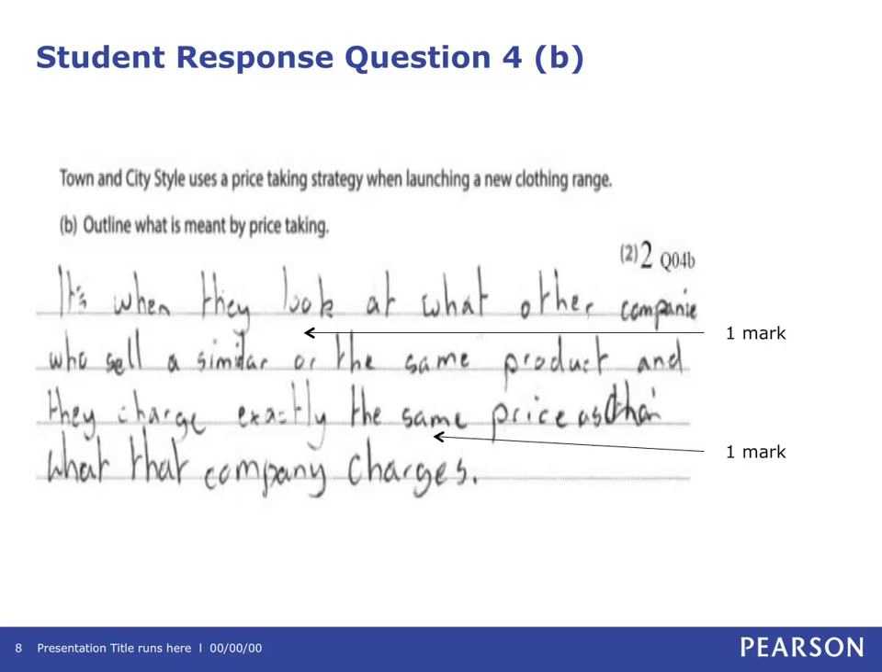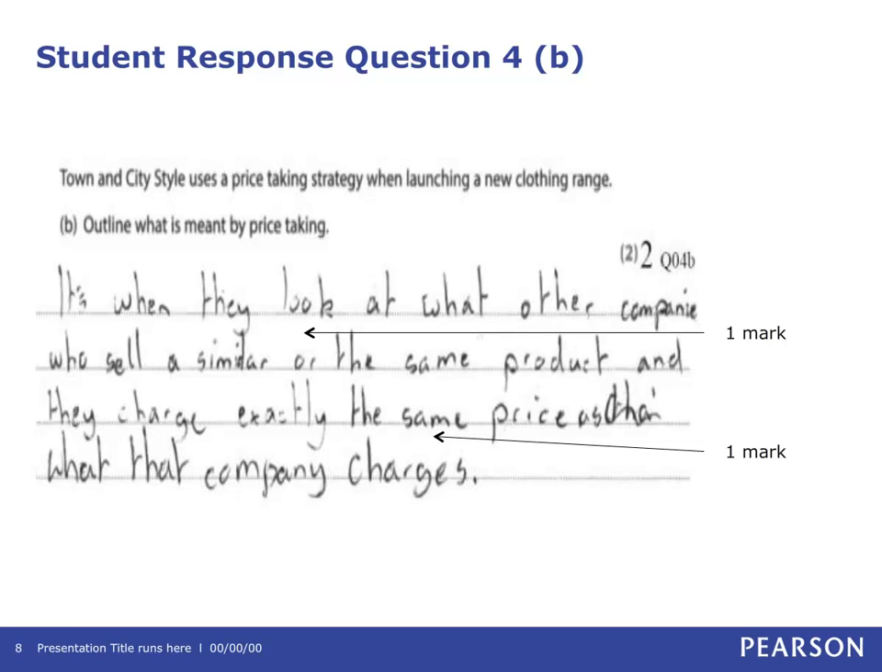Question 4B is worth 2 marks. Students were asked to outline what was meant by price taking. This is one of the strategies identified in the specification by name. This question clearly differentiated between weaker and better students, with many outlining penetration pricing or skimming, or by saying the business takes similar rather than the same price. Students scoring 1 or above did so for saying the business looks at competitor prices. For the second mark, they needed to say these prices are then matched.